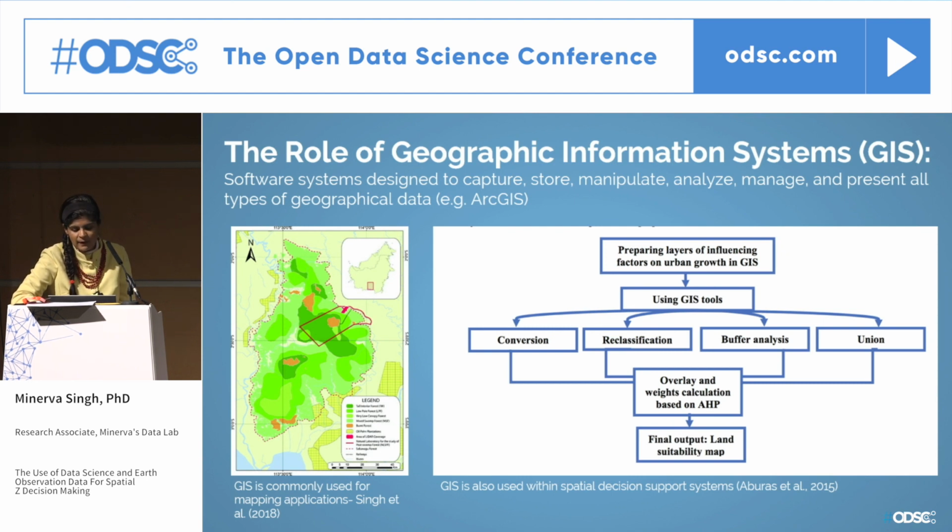On the right-hand side, we have an example of where GIS was used within spatial decision making. Different layers, including Earth observation layers, were fed into a GIS system, where GIS operations such as buffer analyses and union were carried out, and the computations in turn helped inform decisions on urban land suitability.